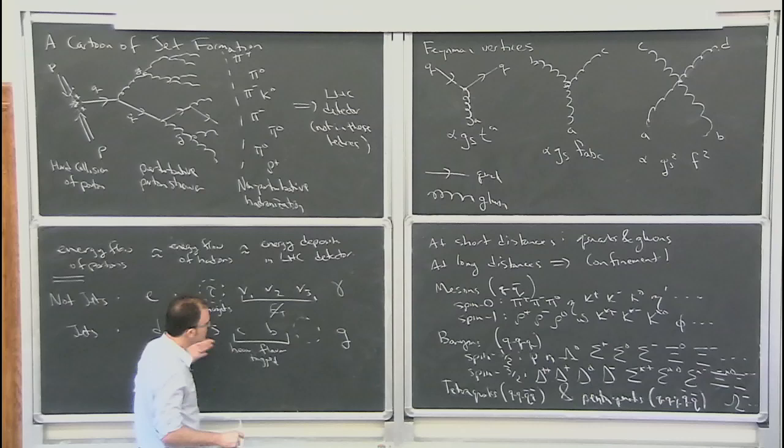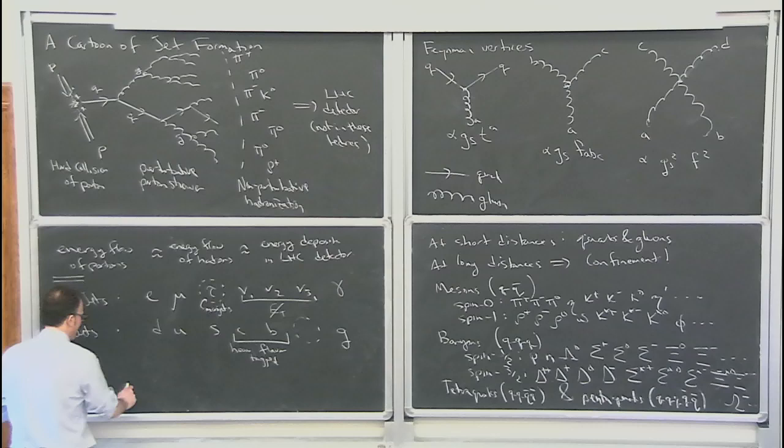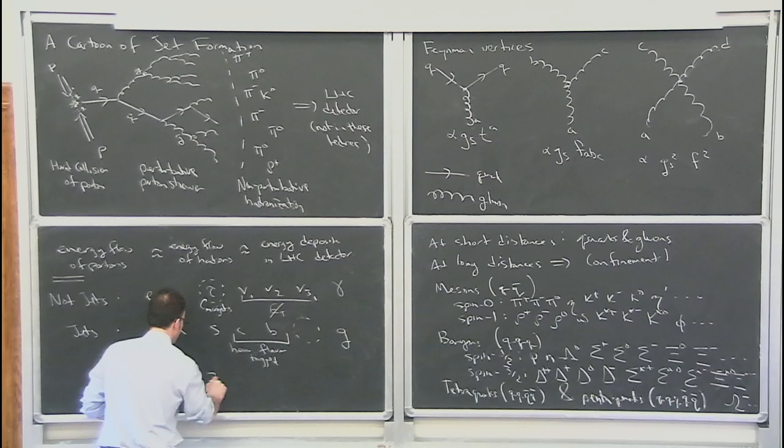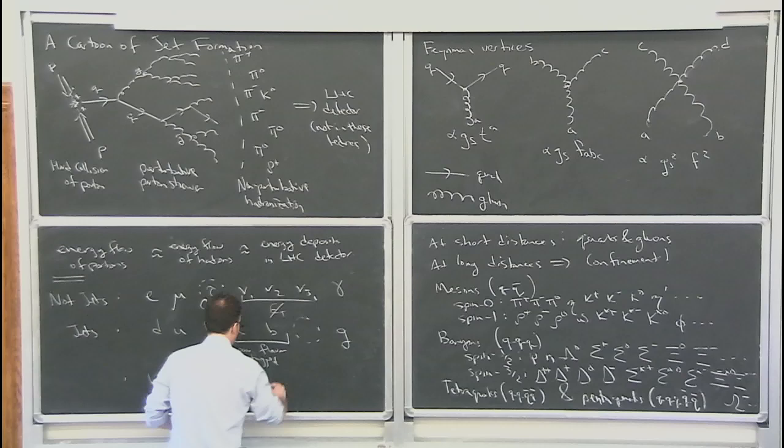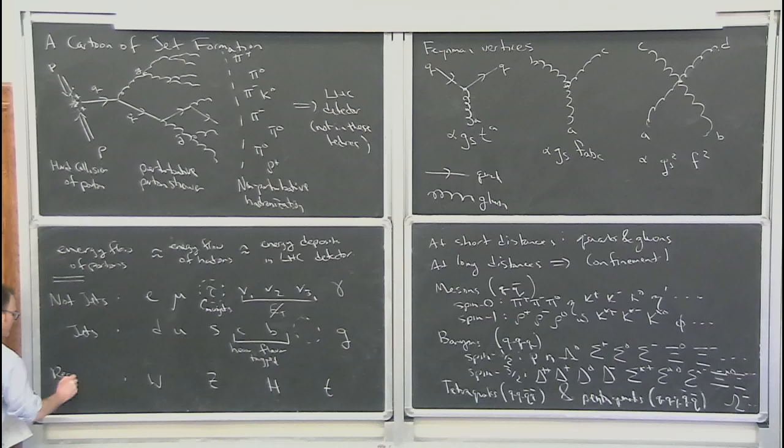And then we have other particles in the standard model. We have W bosons, we have Z bosons, we have top quarks, which I didn't put in this line for a reason, and Higgs bosons. I'll put them in order of their masses. And these are the heavy resonances of the standard model. And they themselves are not jets.